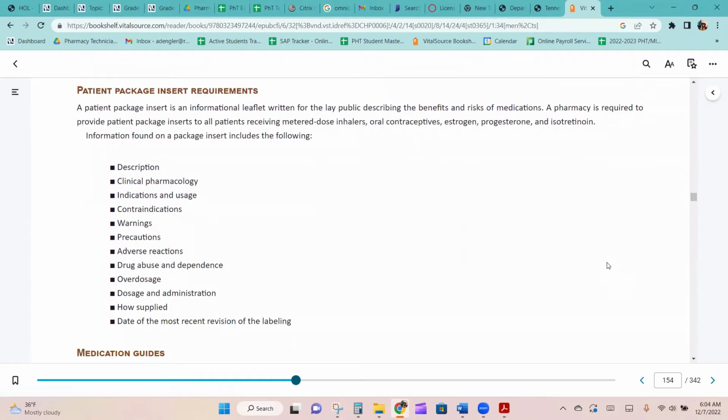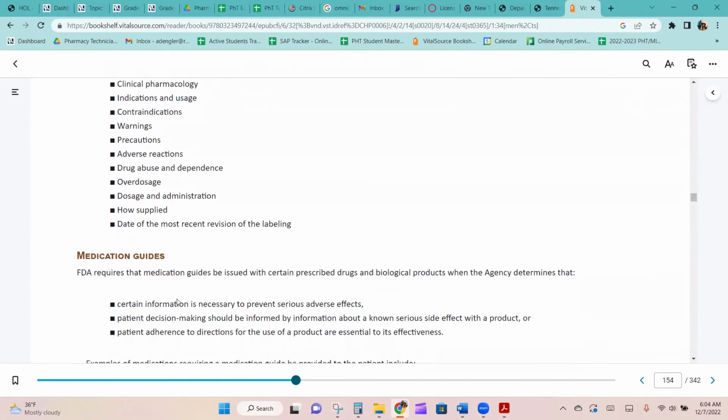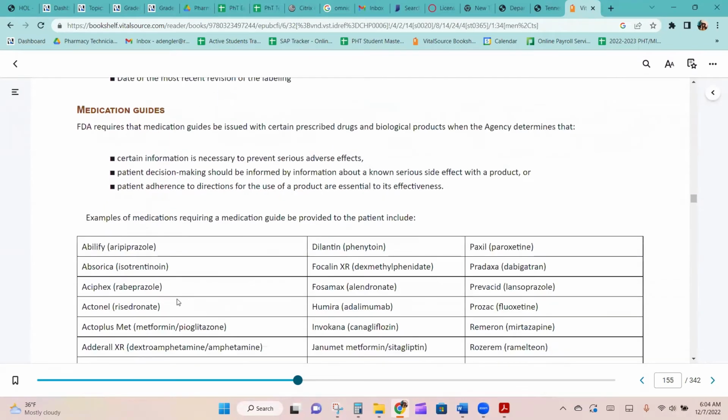Package insert requirements. A patient package insert is an informational leaflet written for the lay public describing the benefits and risks of medications. A pharmacy is required to provide patient package inserts to all patients receiving metered dose inhalers, oral contraceptives, estrogen, progesterone, and isotretinoin. Information found on a package insert includes the following. So all of these warnings, precautions, adverse reactions, overdose, how supplied, among others.